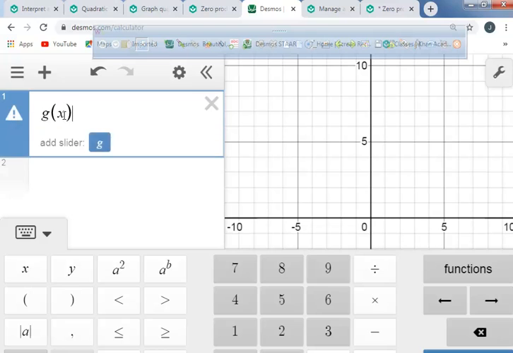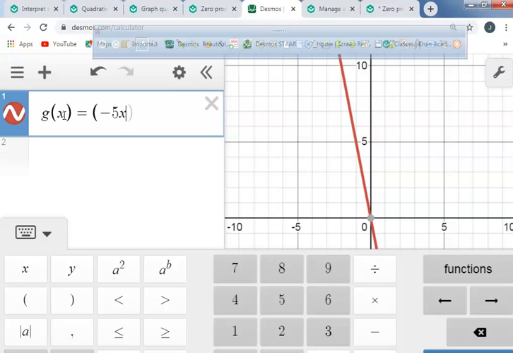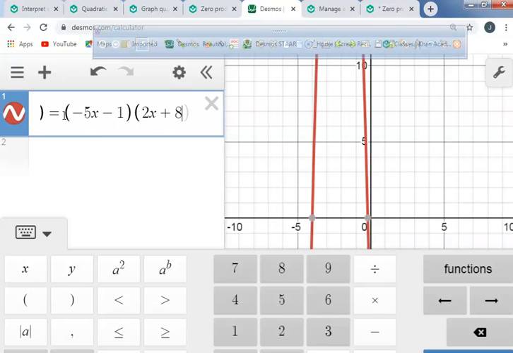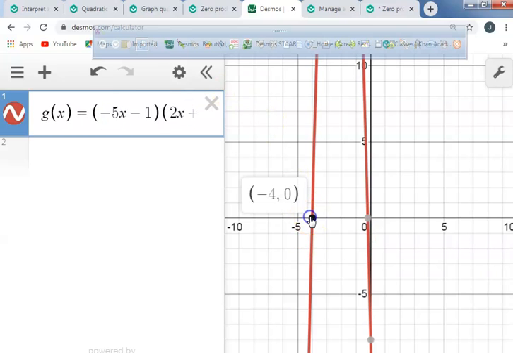g of x equals, and we had parentheses. What was it? Negative 5x minus 1. And then what else? Was it 2x plus 8? Like that? What does Desmos always reveal every single time in whatever form? It reveals your two zeros every single time.